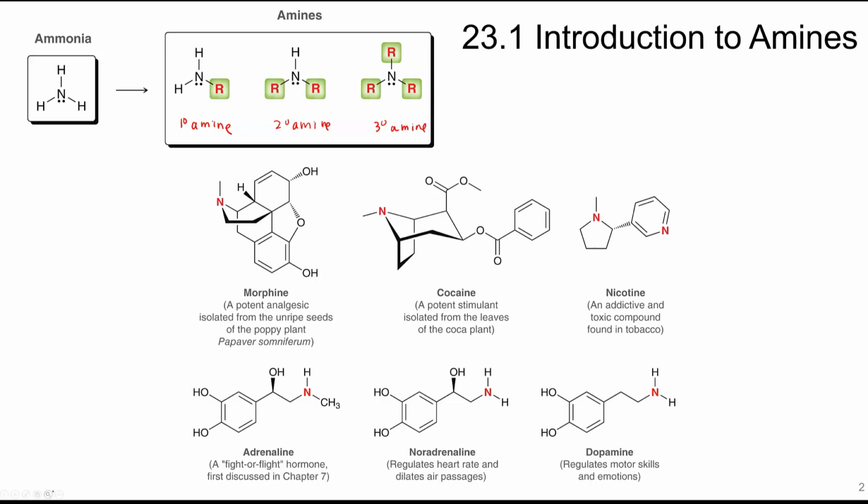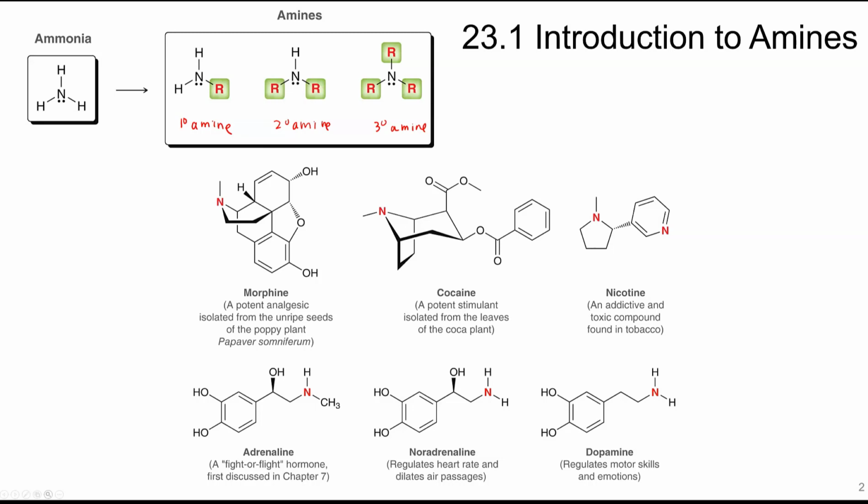These compounds are all over the place. There are hundreds of examples of amines found in natural products. There are probably thousands, even hundreds of thousands, if we were able to isolate and characterize every single one of them. We can see morphine, which is an analgesic isolated from unripe seeds of the poppy plant. There's cocaine, which comes from the coca plant. Nicotine is an addictive toxic compound found in tobacco. There's adrenaline, which is your fight or flight hormone. There's noradrenaline, which regulates your heart rate and dilates air passages, and dopamine, which regulates motor skills and emotions.